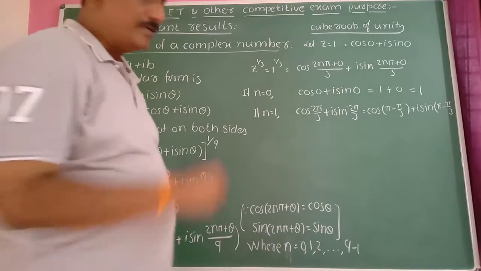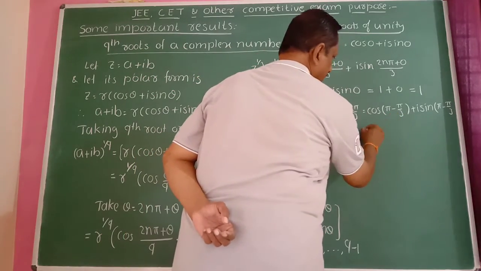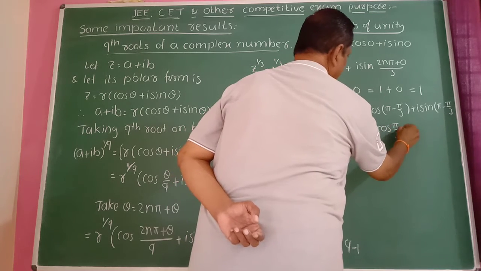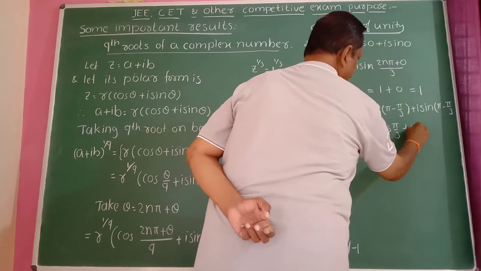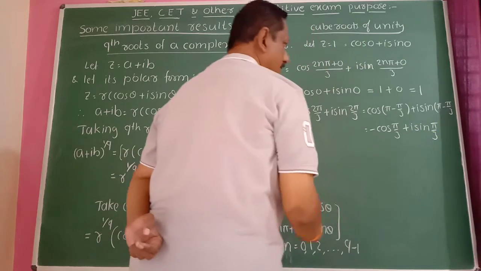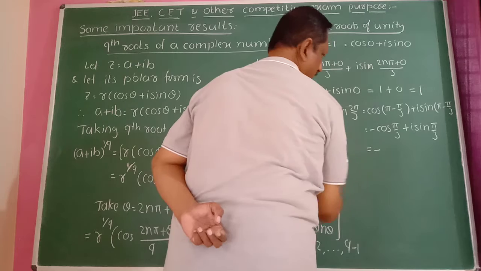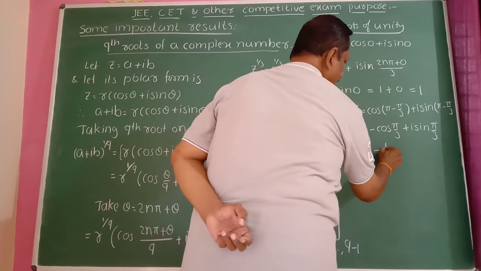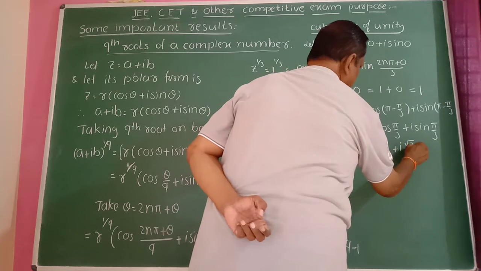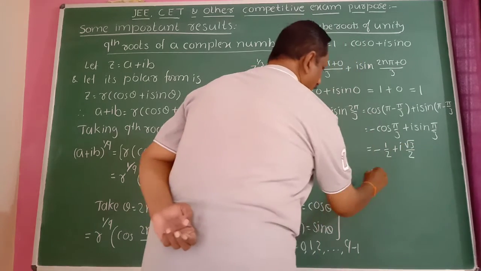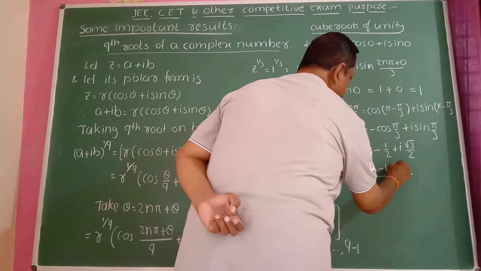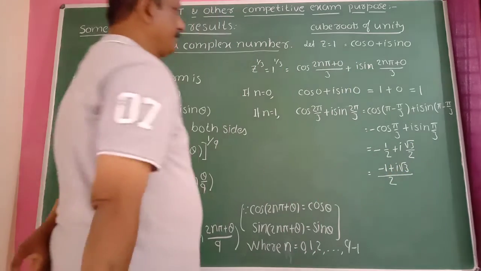You know the formula: cos of pi minus theta means minus cos theta. So minus cos of pi by 3 plus i sin of pi by 3, since in the second quadrant sin is positive. This is equal to minus cos 60 degrees, whose value is 1 by 2, plus i into sin 60 degrees, which is root 3 divided by 2. Or you can write it like this: minus 1 plus i root 3 by 2.